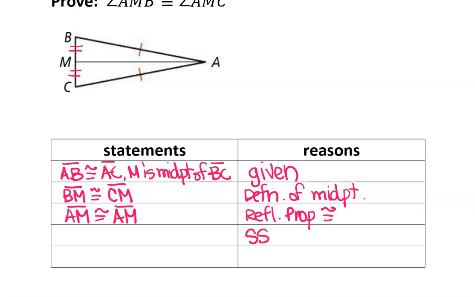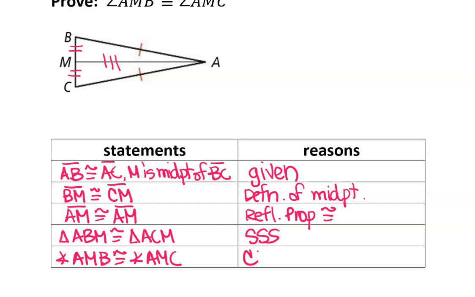The triangles are now congruent by side, side, side. So triangle ABM is congruent to triangle ACM by side, side, side. And the last angle that they want to be the same is now congruent by corresponding parts of congruent triangles again.